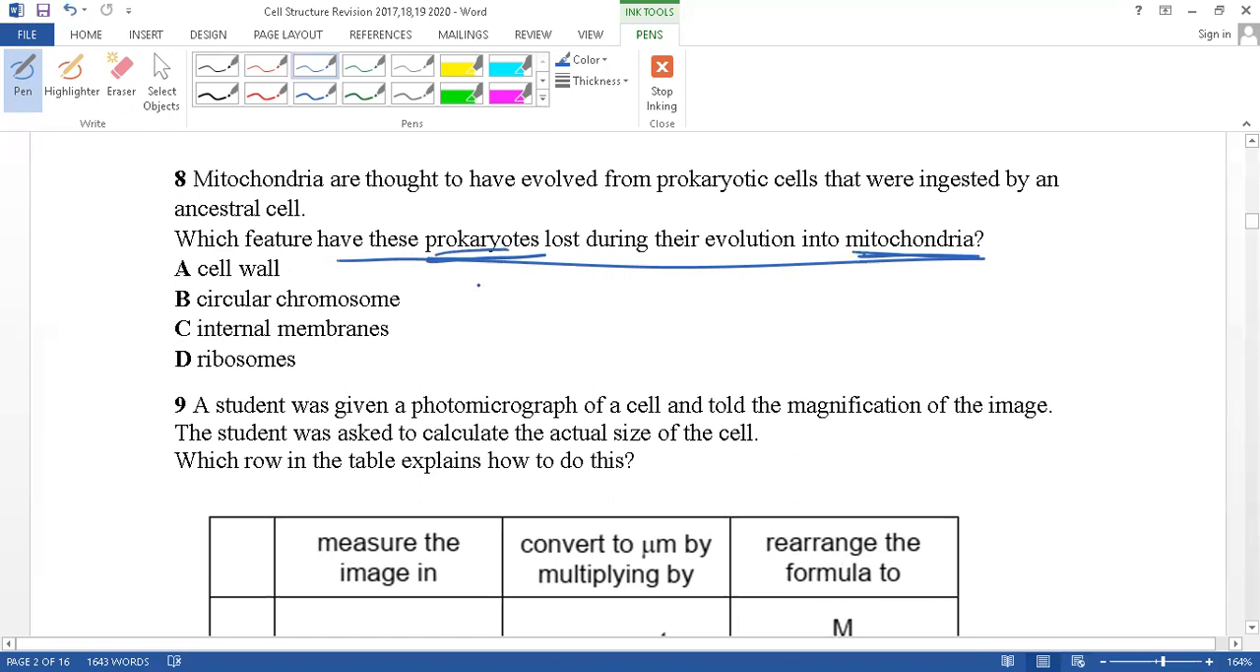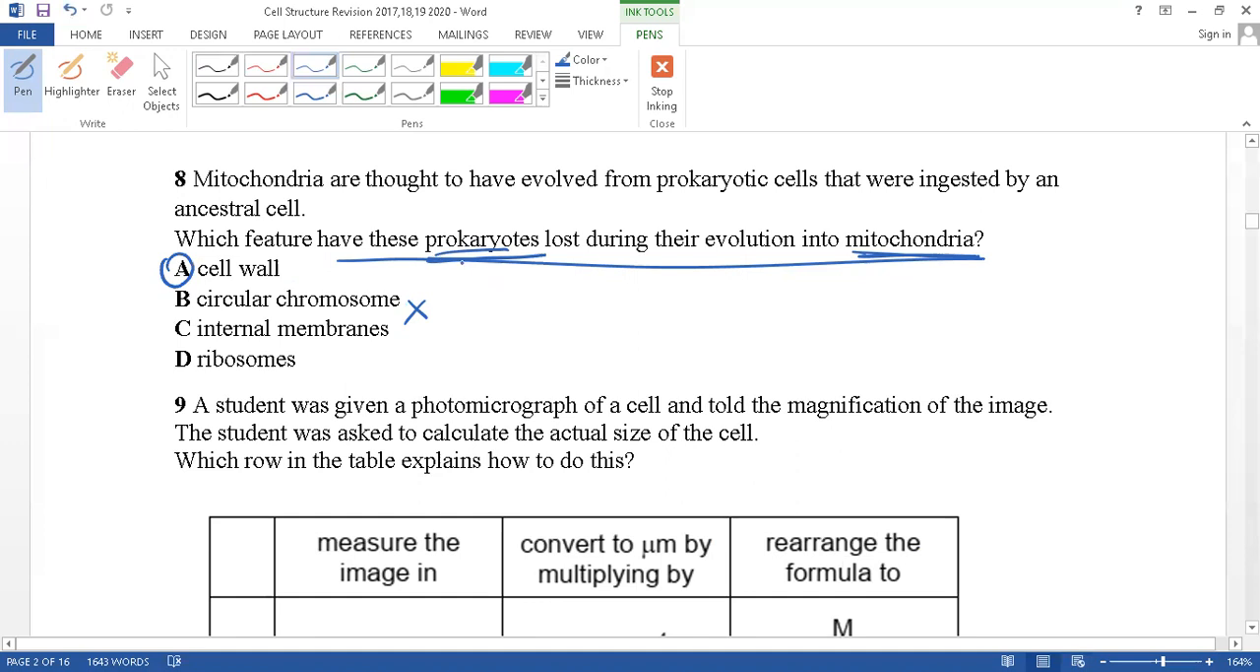Option A. It is for sure A. Because prokaryotes have a cell wall, mitochondria do not have a cell wall. Circular chromosome is present in both, so no point of saying that it has been lost. Internal membranes, they both have internal membranes.